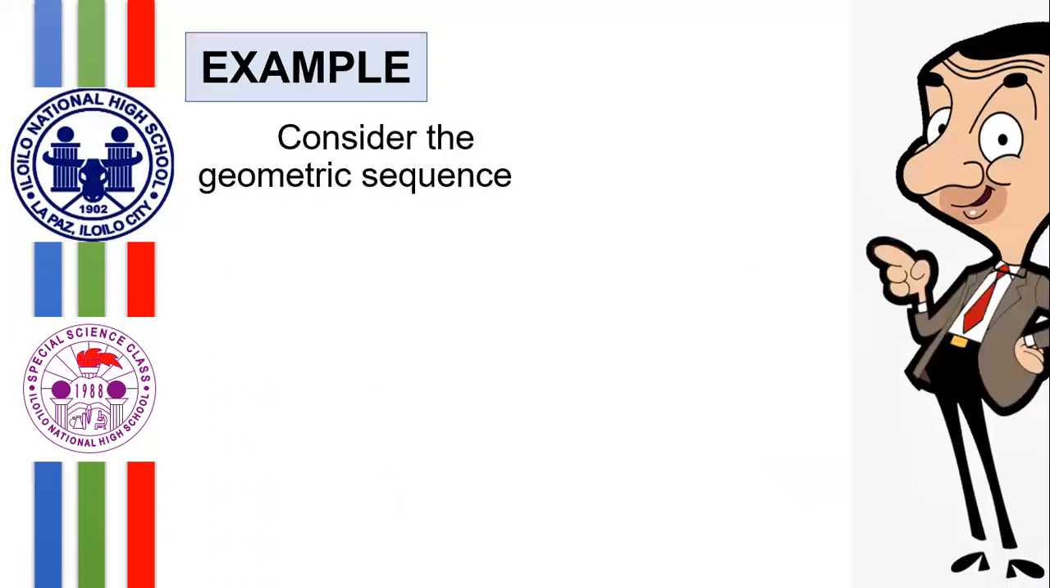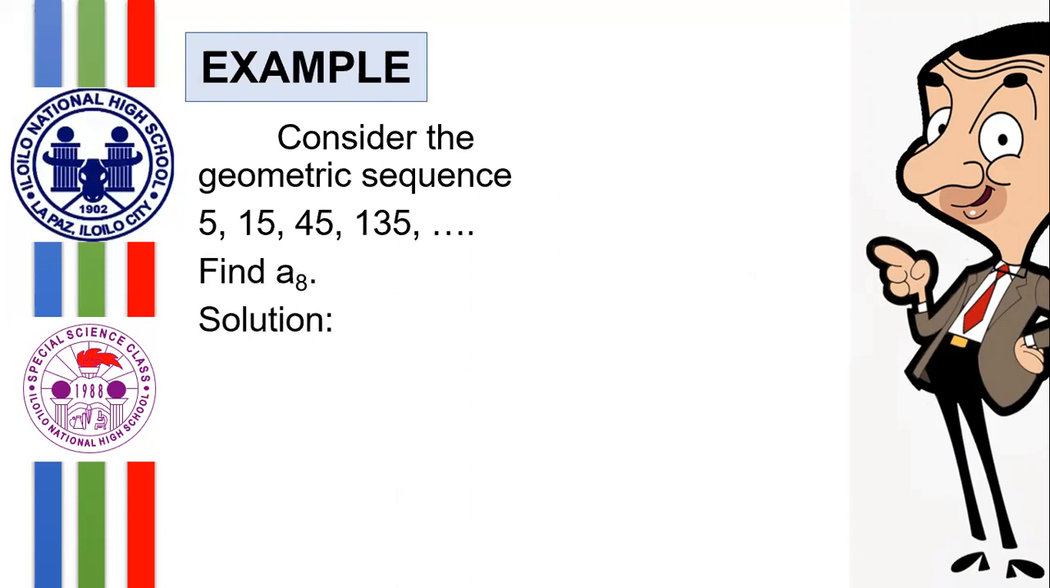Now, let's have another example. Suppose you have 5, 15, 45, 135, and so on. Let's have this geometric sequence. Let's find a sub 8. You could actually see that the first term here is 5. We're looking for the 8th term, so n must be 8.